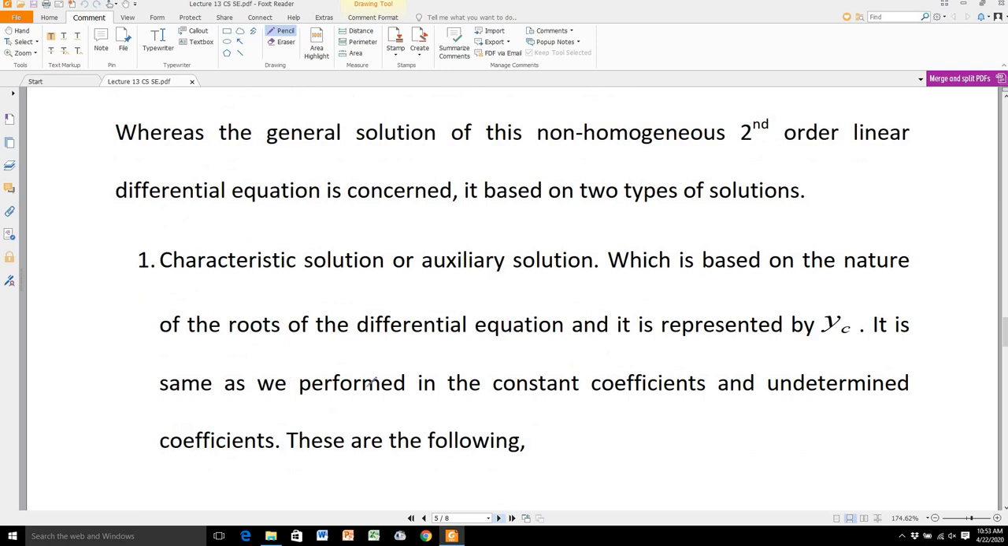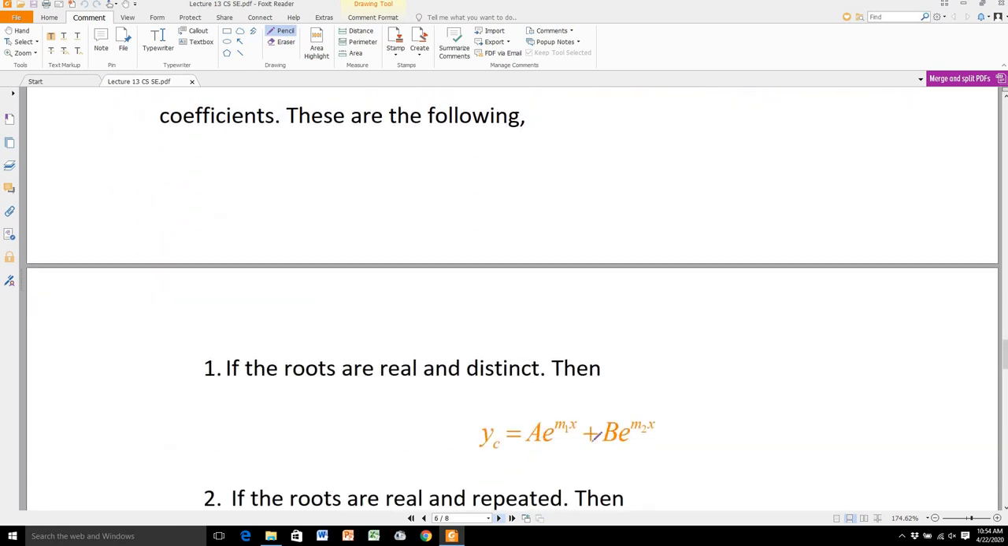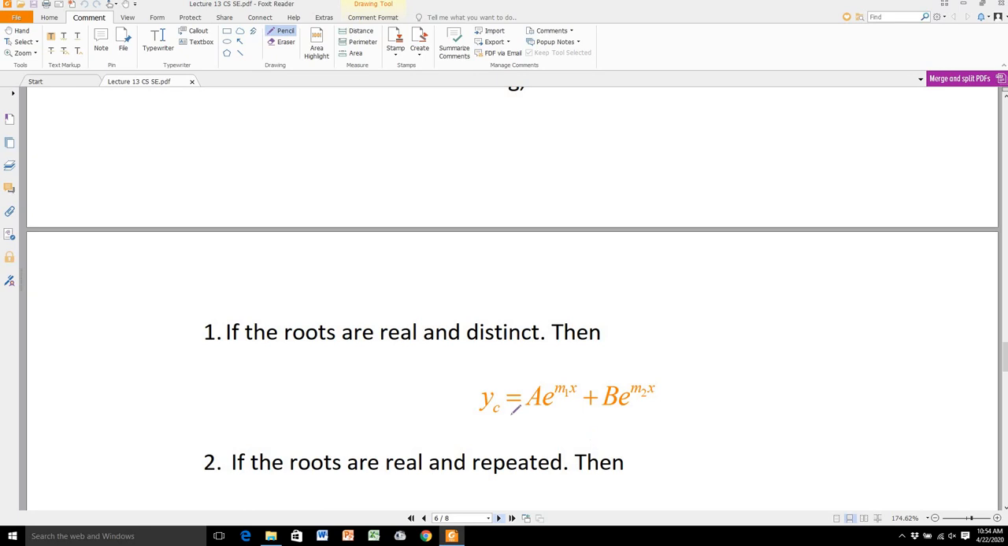It is the same as we performed in the constant coefficients and undetermined coefficients. The procedure is the same. Just for your reminder, I am stating it here. Number one, if the roots are real and distinct, then you get this type of solution: YC is equal to A e raised to the power m1x plus B e raised to the power m2x, where m1 and m2 are the real and distinct roots.